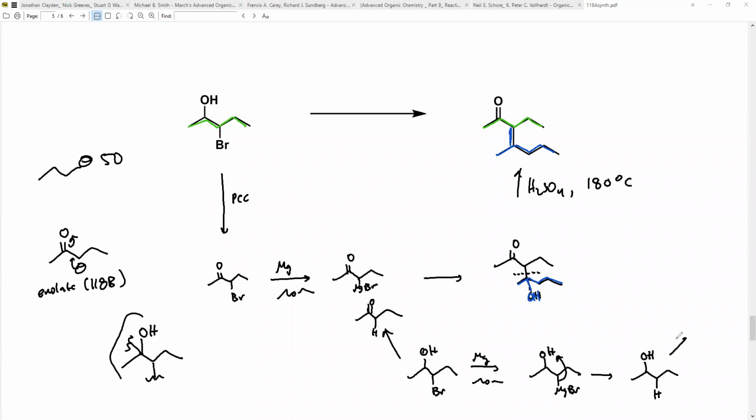So you make this, and then you can just do a PCC oxidation. Okay, so cool little reaction there. It does something that we don't really expect. Okay, cool, so fun little reaction.